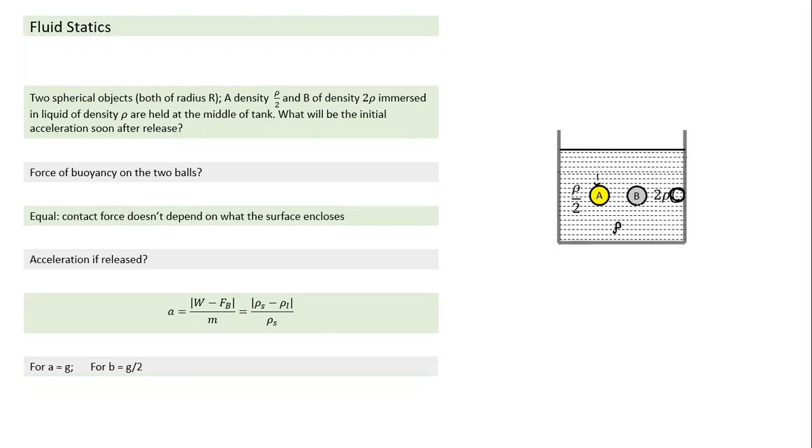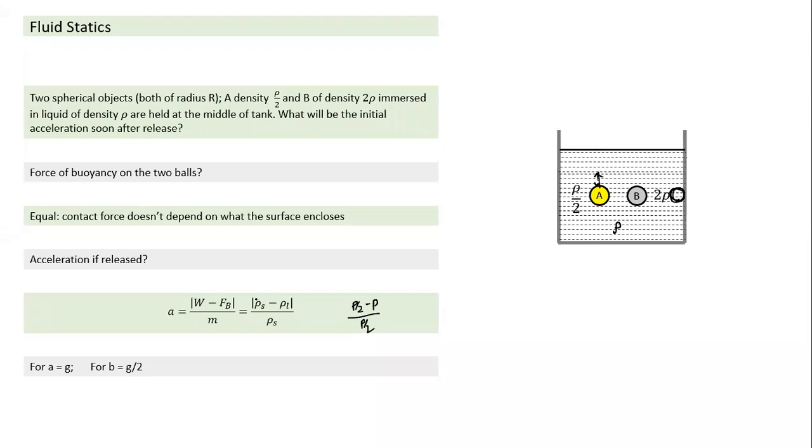of this solid object? If I substitute it here, for object A, I would have written, this would have become rho by 2 minus rho divided by rho by 2. That's the acceleration of A, which comes equal to G. Which direction? Upward direction. And how about acceleration of other object?